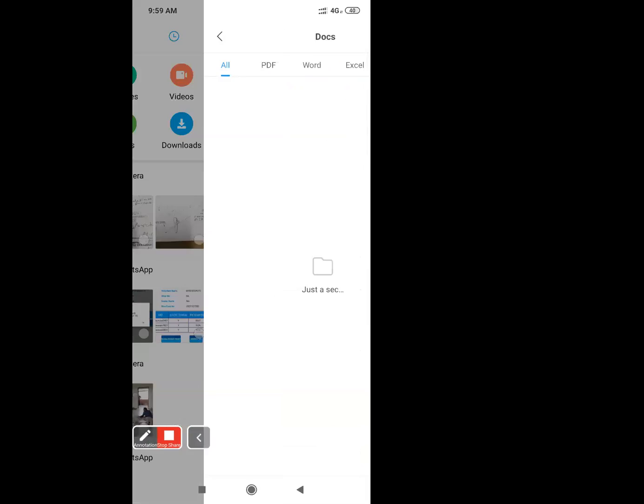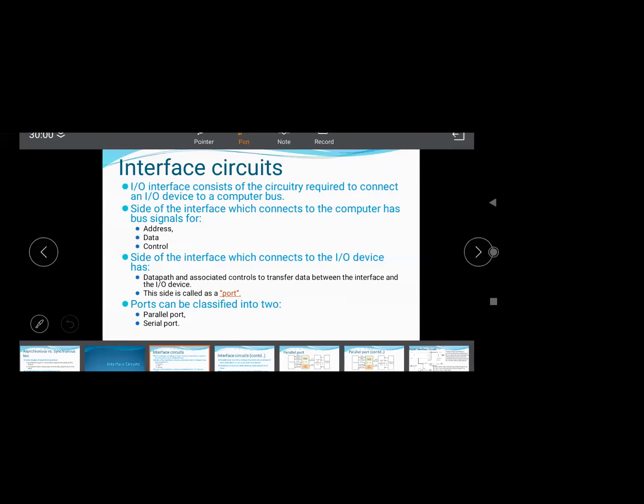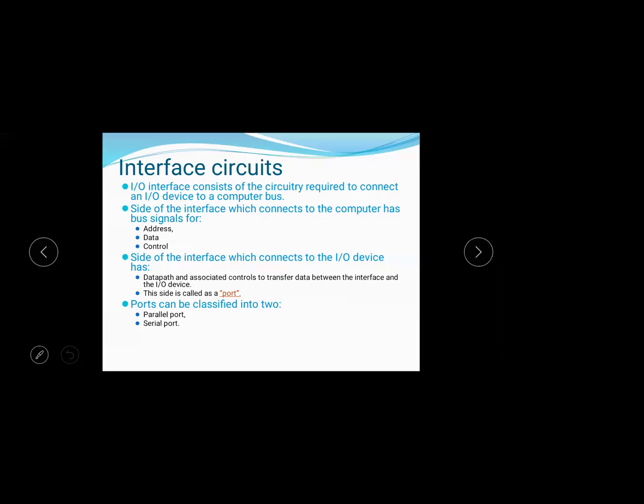So here, okay, interface circuits. In general, the I/O interface consists of the circuit required to connect the I/O device to the computer bus. Computer bus means the processor system bus, the address line, data line, control line. You have to connect the devices; I/O devices are connected to that system bus.